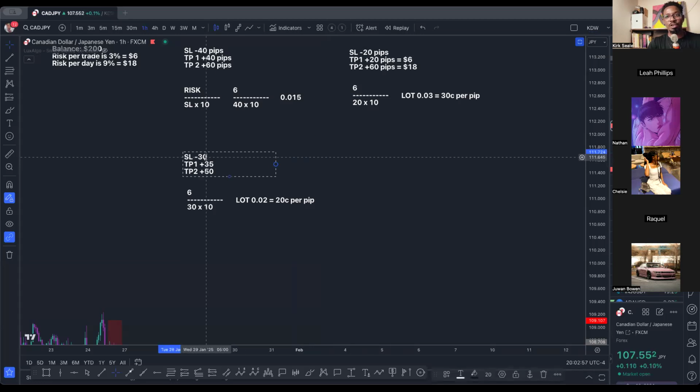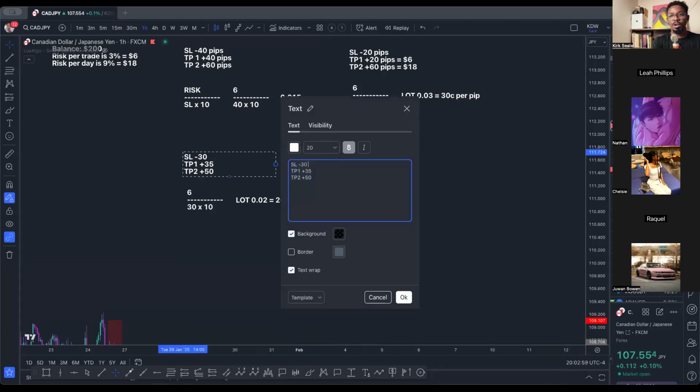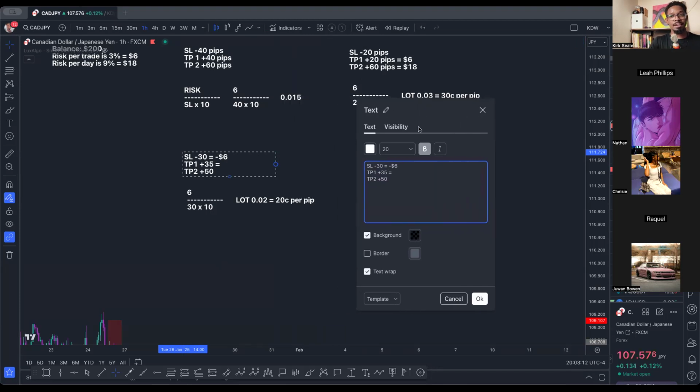And here's why. This trade is a perfect example. Right here, your stop loss would be $6. You would lose $6 if you lost this trade. But with your take profit being 35 pips, your take profit is going to be 35 by 20 cents, which is $7. And your take profit two, if you happen to take that, would be 50 by 20 cents, which is now $10.